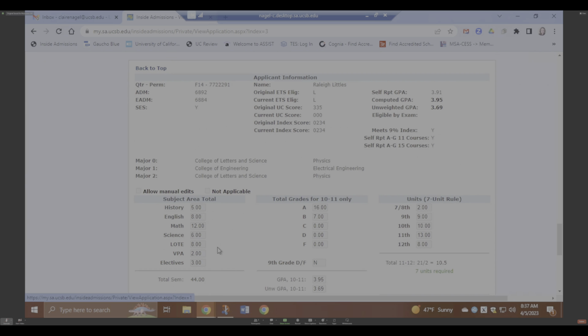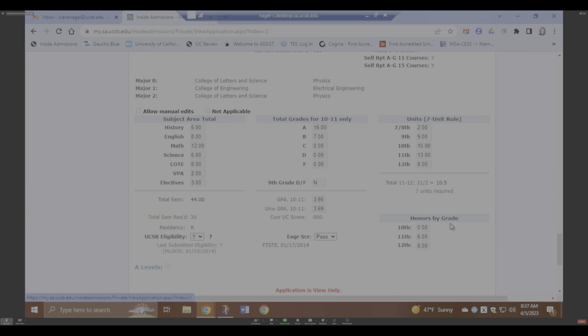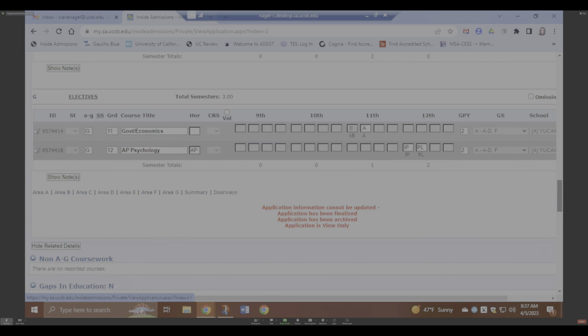Let's see. So we have all the different subject areas and the number of semesters in each one. There's your grade distribution. And again, for 10th and 11th, because the UC GPA is calculated based on just 10th and 11th, 9th grade is used to meet eligibility requirements like areas A through G, but those grades are not included in your UC GPA. And then just the number of units in each grade level and your honors by grade.